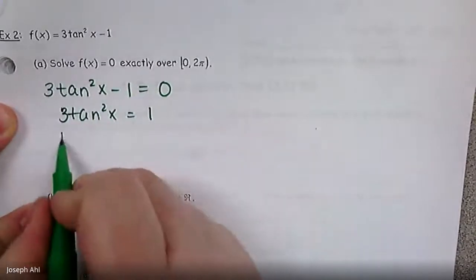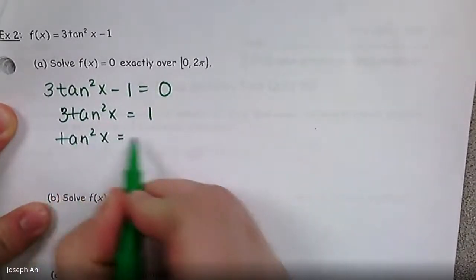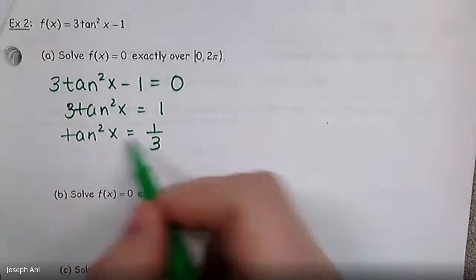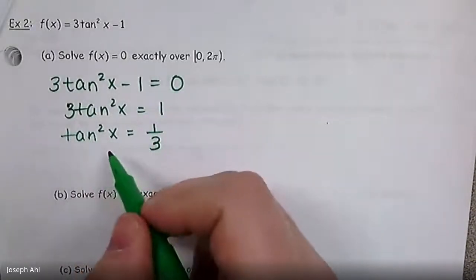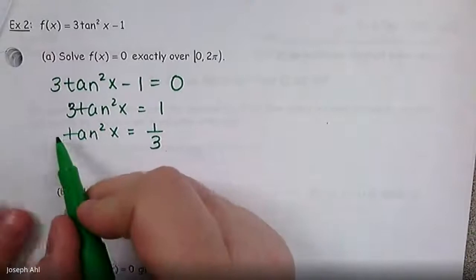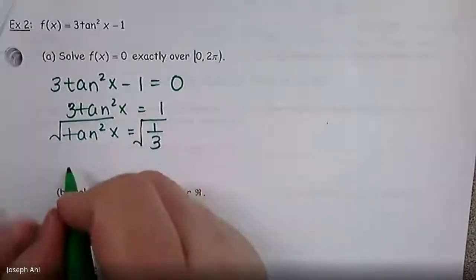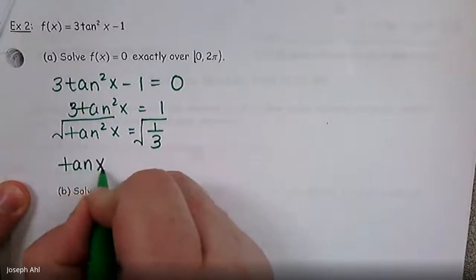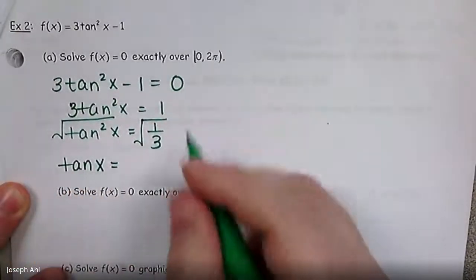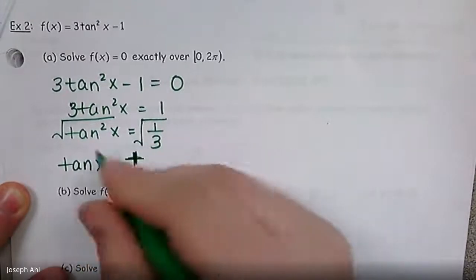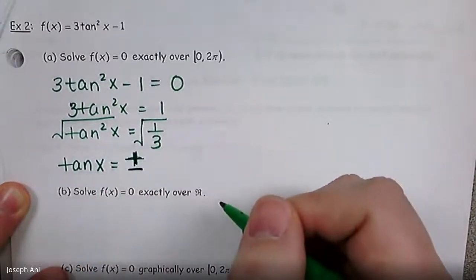And then we're going to divide both sides by 3. So tan squared is equal to 1/3. Once I get down to this point, when I get tan squared equals 1/3, I'm hoping what's standing out to you is to get tan alone, you are going to take the square root of both sides. And when I do that, I get that tan x equals, here's a really important step. Don't forget it's plus or minus when you take the square root of both sides.